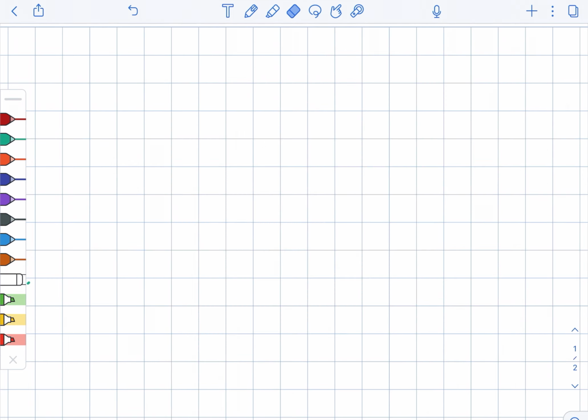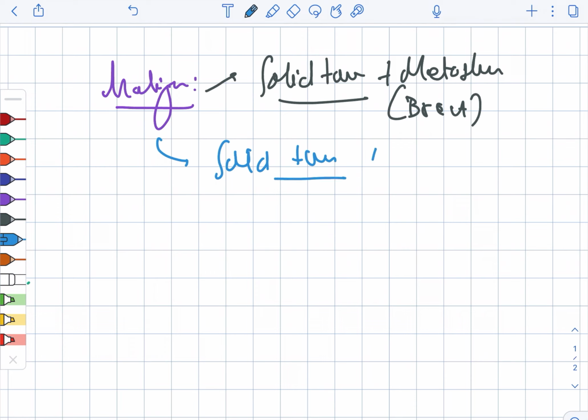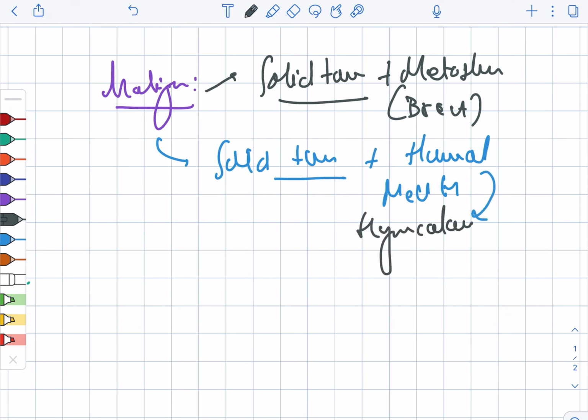Next, we are looking at the malignancy related causes. So now the malignancy related, there can be presence of the solid tumor, and this solid tumor is along with the metastasis and mainly the breast. Next, we are looking at the solid tumors, and this is with the humoral mediation of hypercalcemia, and this mainly involves the lung and the kidney.